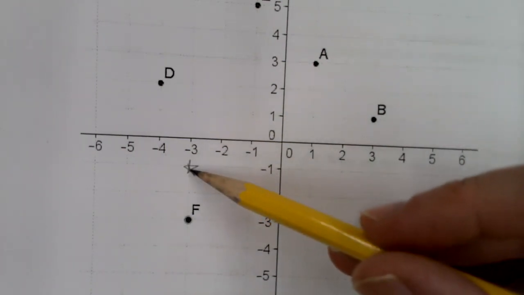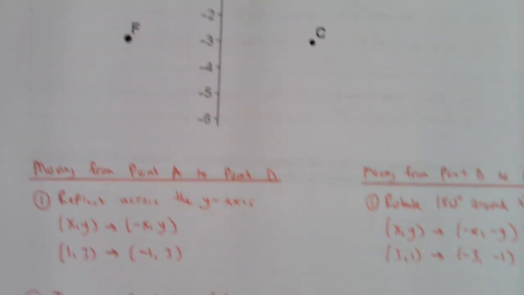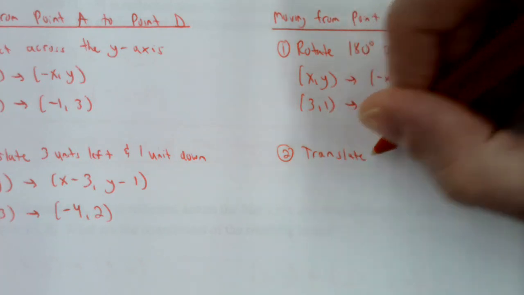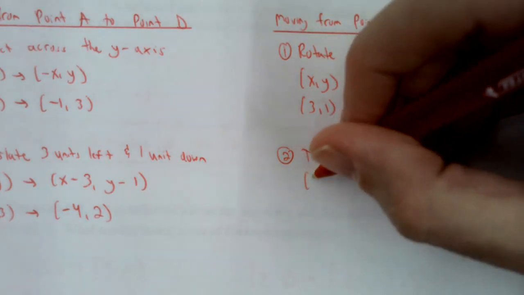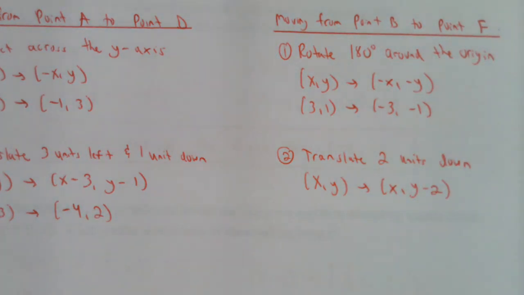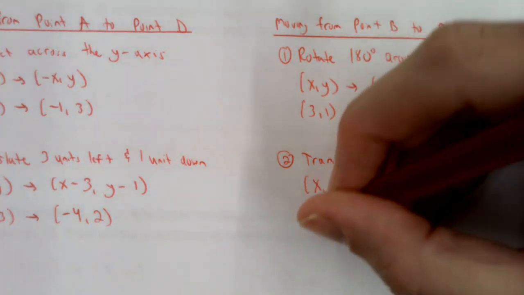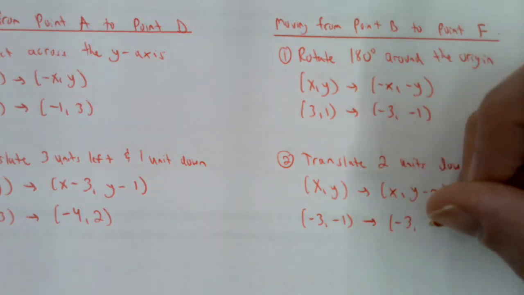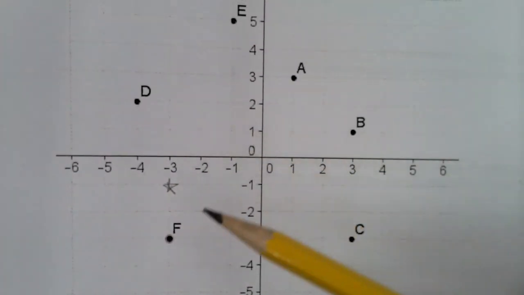And now we want to get to F, so let's end with a translation. You're going to translate 2 units down to get to F. So I'm going to say translate 2 units down. I'm going to write that out as a rule. XY maps onto X stays the same, Y minus 2. So that'll mean if I'm starting at -3, -1, that is mapping onto -3, -3. Which you can see above brings you to point F.